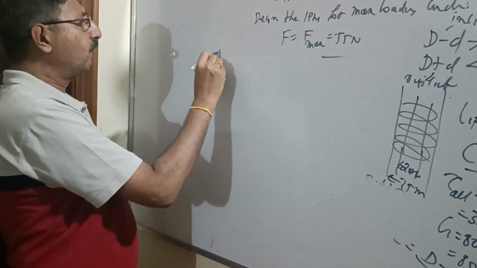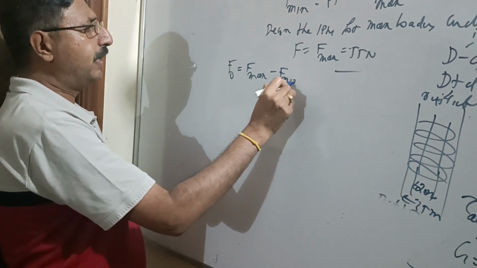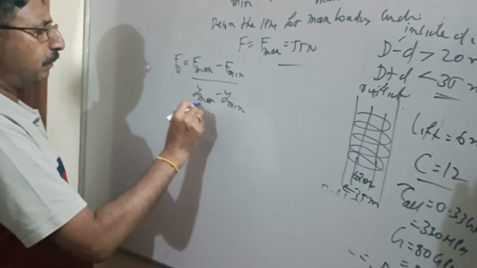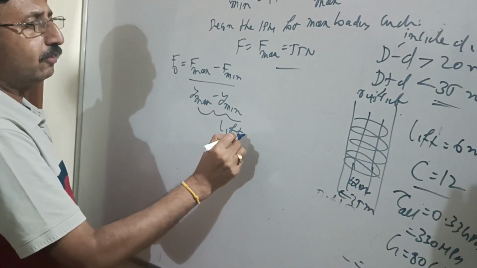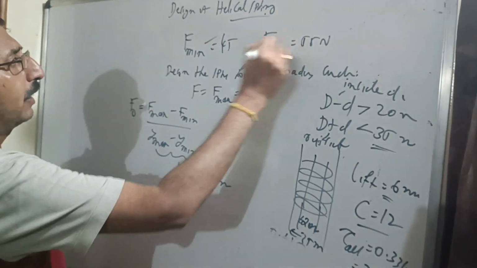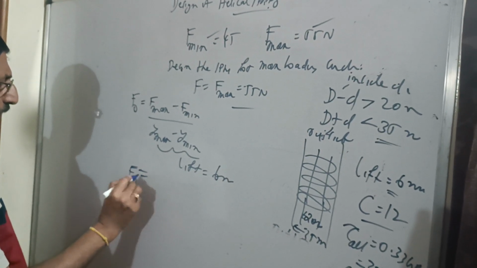What is F naught here? F naught is equal to F max minus F minimum divided by Y max minus Y minimum. What is Y max minus Y minimum? That is lift of the valve. Lift is given here, 6 millimeter. F max we know, F minimum we know. Let us solve for F naught.